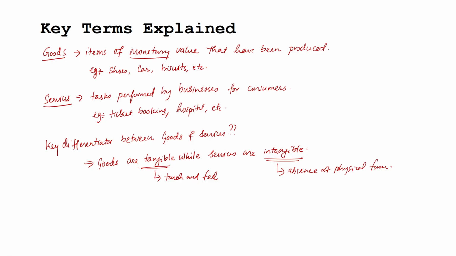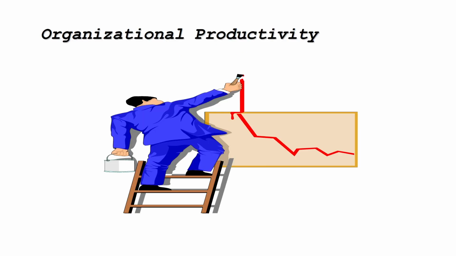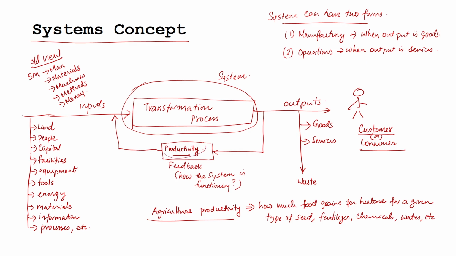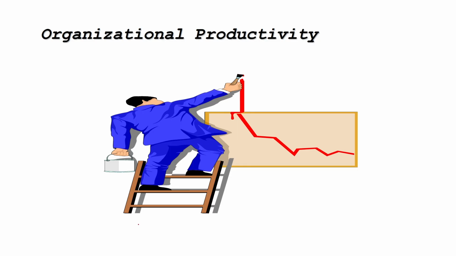All right. So now let us talk about organizational productivity, because we saw productivity of the system. Every organization is interested in growing. Okay. Everybody is interested in growing. So how do we talk about growing the organizational productivity?